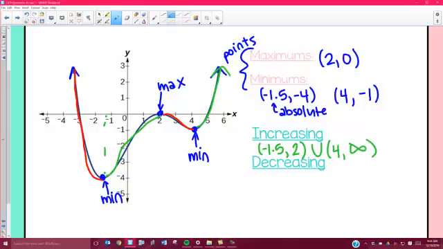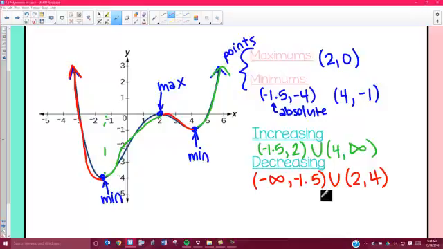Okay, and then the decreasing is the part where it's going down from left to right, so where I did red. And again, that starts on this part where it has an arrow, which means that it's going forever in that direction up until negative 1.5. And then it starts again at 2 to 4. And if you notice, a lot of times your intervals will not overlap, but they use the same endpoints because that's where those mins and maxes were.